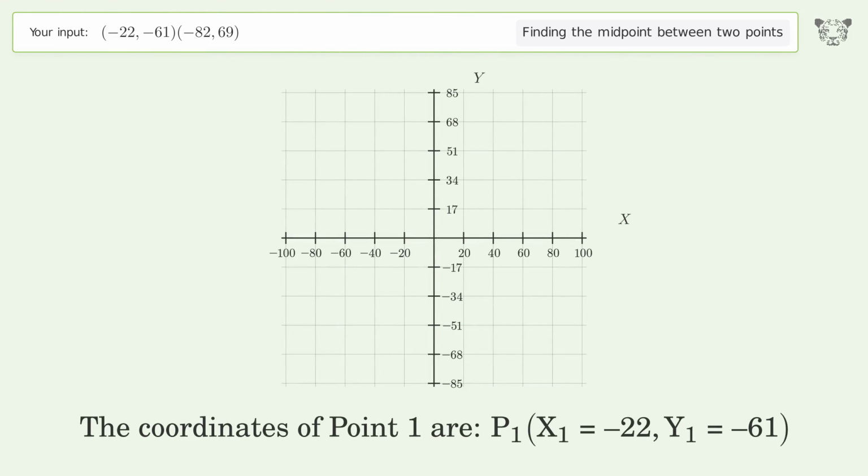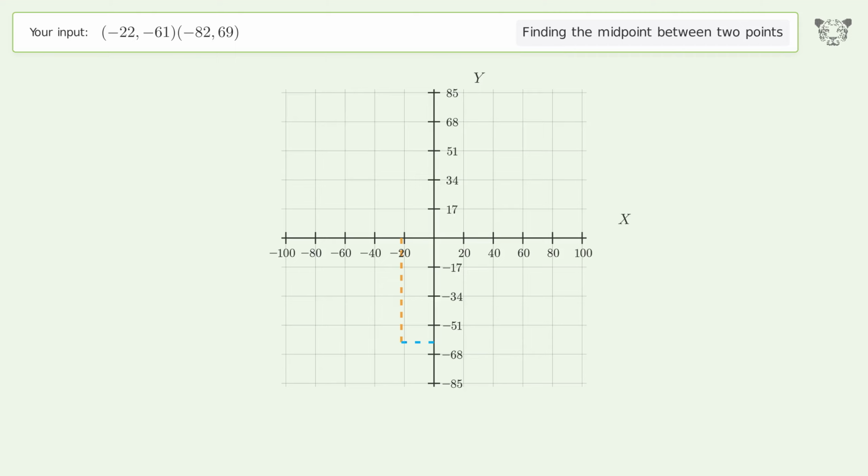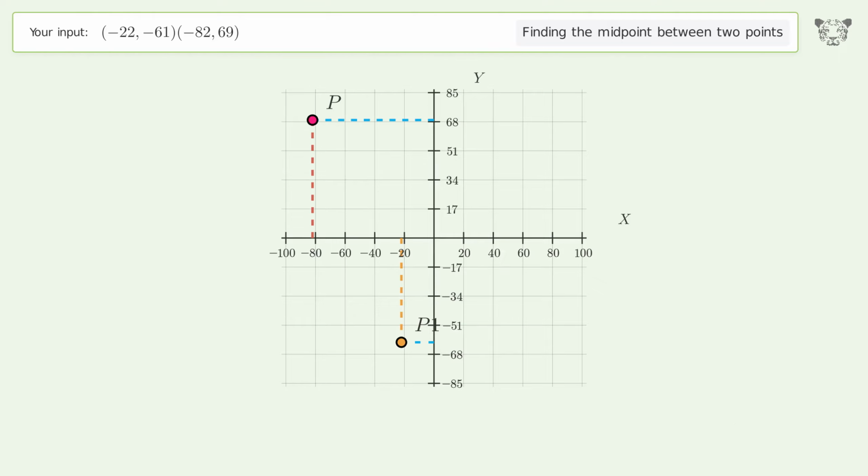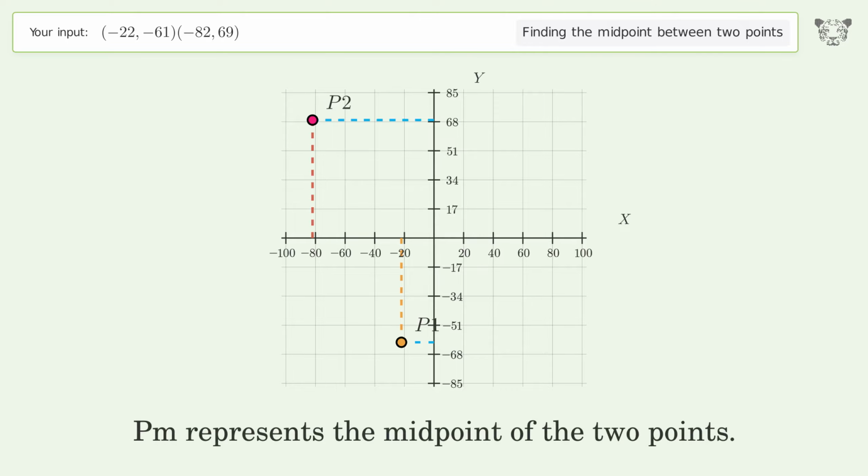The coordinates of point 1 are x1 equals -22, y1 equals -61. The coordinates of point 2 are x2 equals -82, y2 equals 69. PM represents the midpoint of the 2 points.